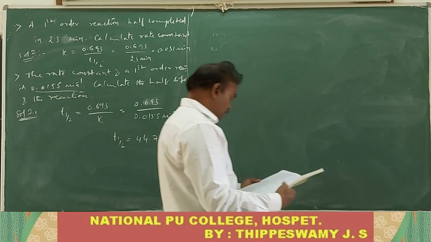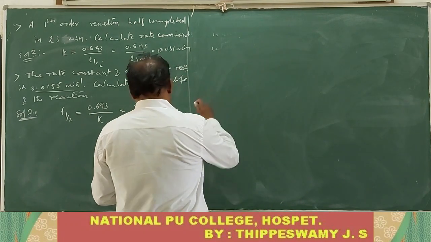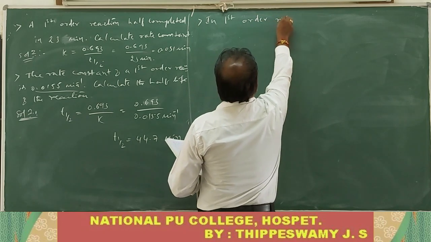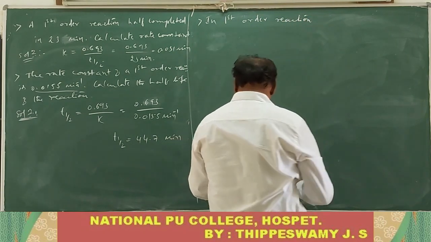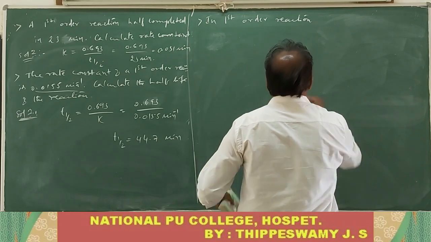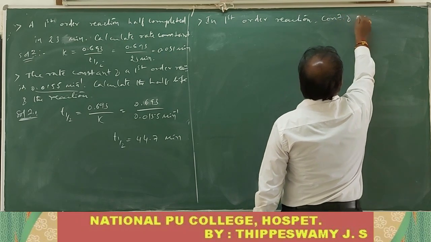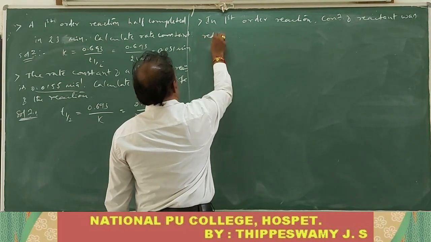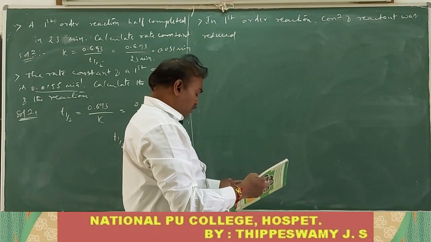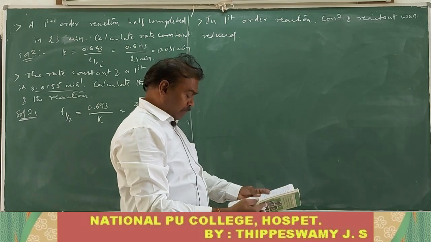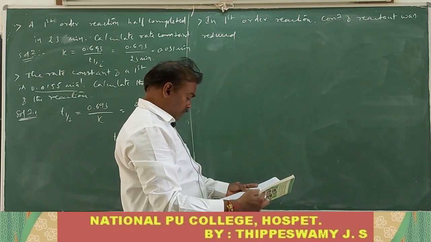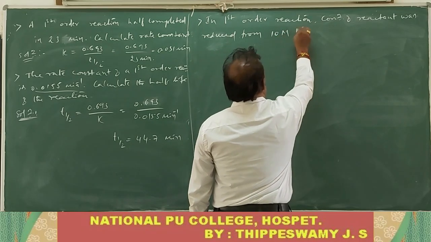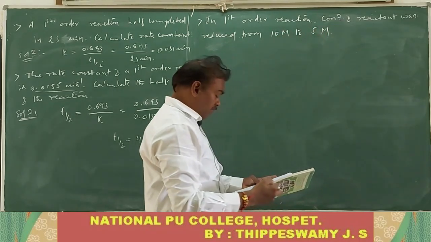Okay, next one will be like this. In a first order reaction, the concentration of the reactant was reduced from 10 M to 5 M, 10 molar to 5 molar, in 40 minutes.